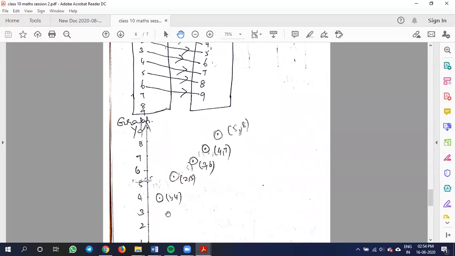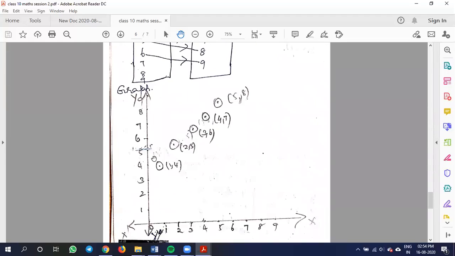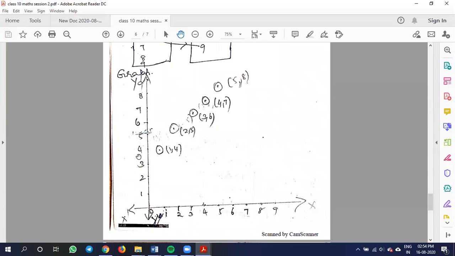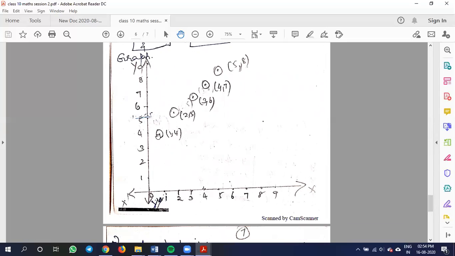Coming to the graphical representation, again like the previous one, you have to take x and x dash, y and y dash, 0. Then 1, 2, 3, 4 up to 9. Here also 1, 2, 3, 4 up to 9. So you have to take 1 centimeter distance between each point. Now, 1, 4, the first one. So this is 1 to be taken from x and 4 to be taken from y.